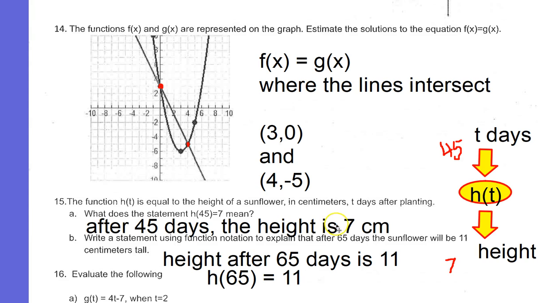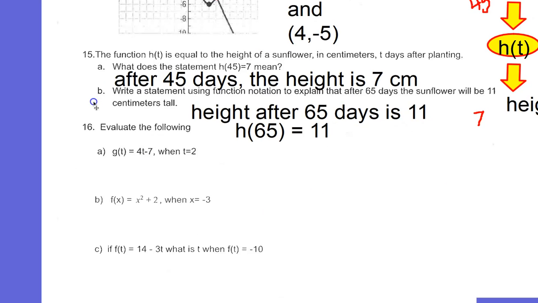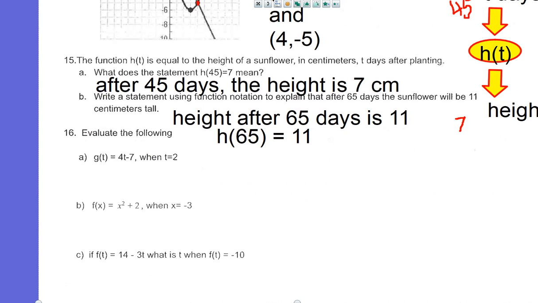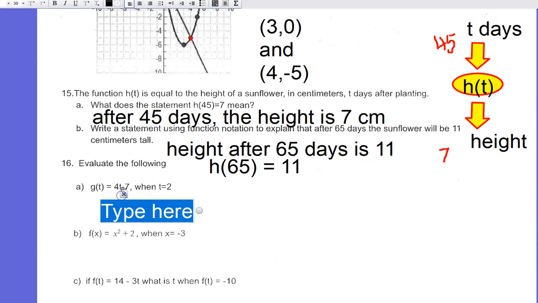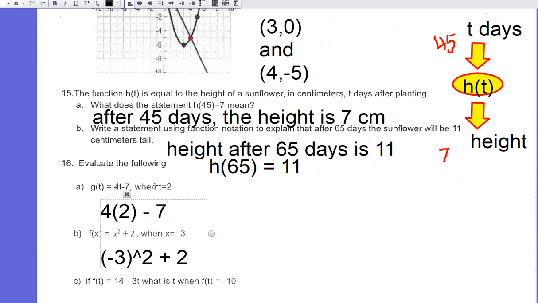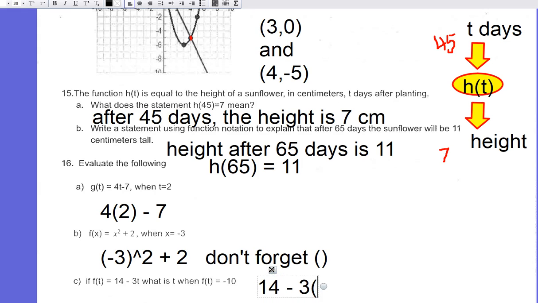Okay, we got one more. I'm just going to show you how to put these into the calculator. So where the t is, I'm going to put 2: 4 times 2 minus 7, put that in the calculator. Do not forget the parentheses. So negative 3 squared plus 2. Don't forget parentheses. And then the last one, I'm not going to forget the parentheses either. Negative 14 minus 3 parentheses. What goes in there? What goes in there?